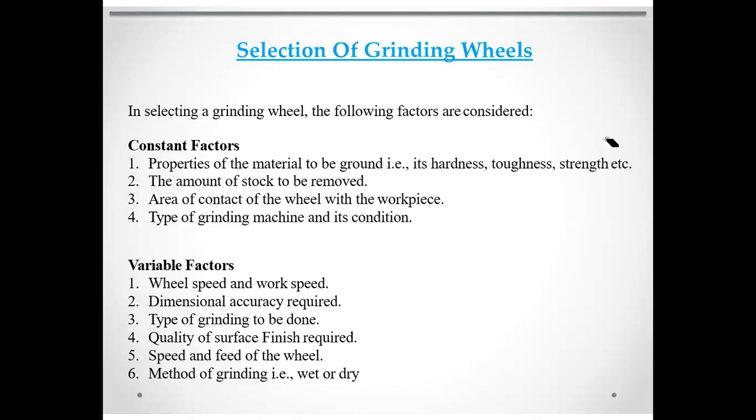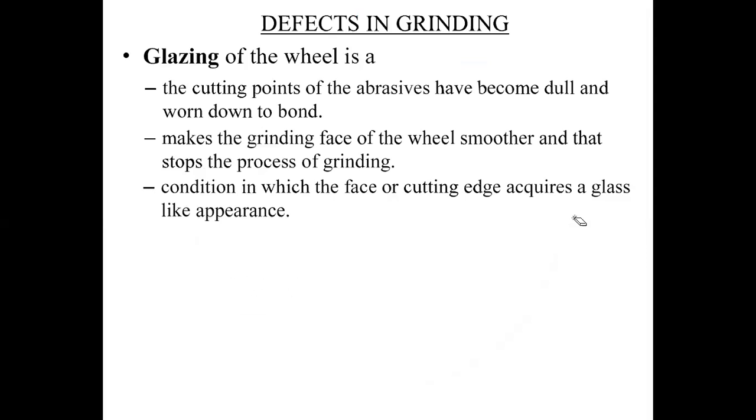So these are the few factors which are required for selection of the grinding wheel. Now, coming to the end of this grinding, you are supposed to know that some defects can also happen in the grinding wheel. So how to overcome them, and what are they? First of all, defects. So, glazing of the wheel.